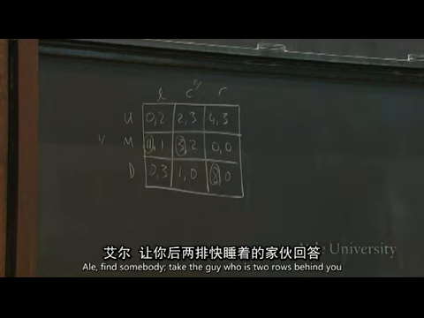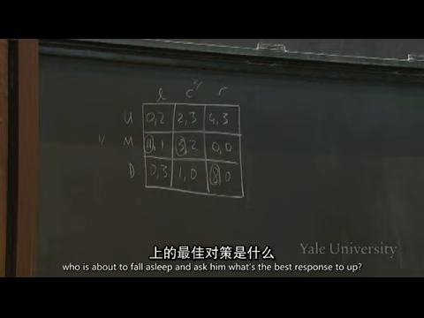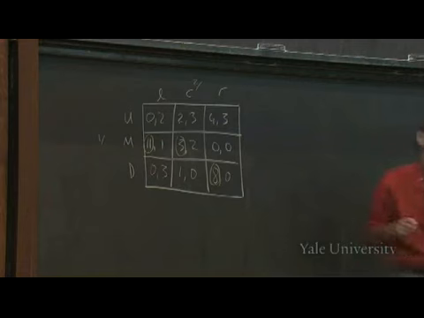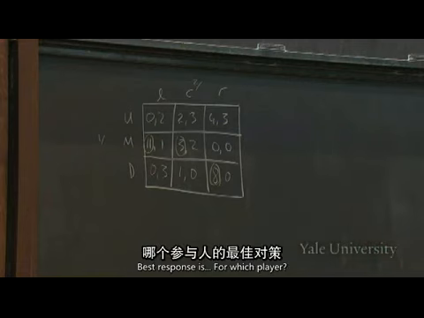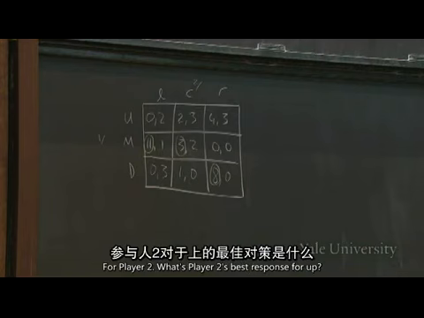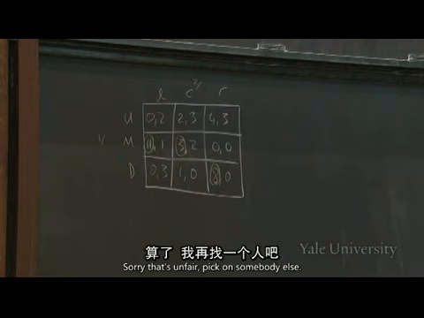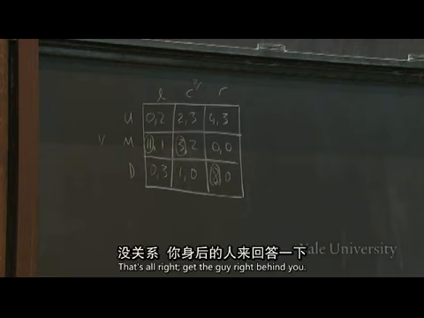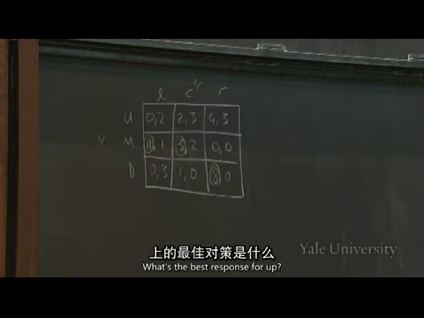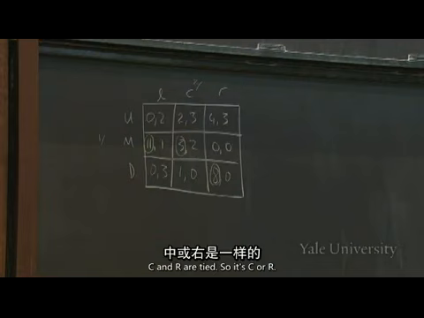Ali, find somebody, take the guy who's 2 rows behind you who's about to fall asleep and ask him, what's the best response to up? The best response would be for which player? For player 2. So what's player 2's best response for up? Sorry, I'm going to pick on someone else. That's right. Pick on the guy right behind you. Okay. What's the best response for up? C and R are tied. So C or R. All right.